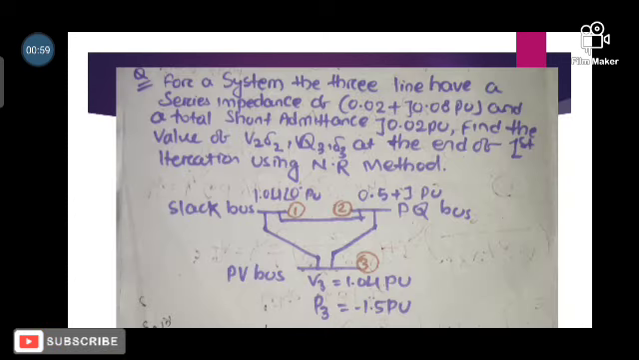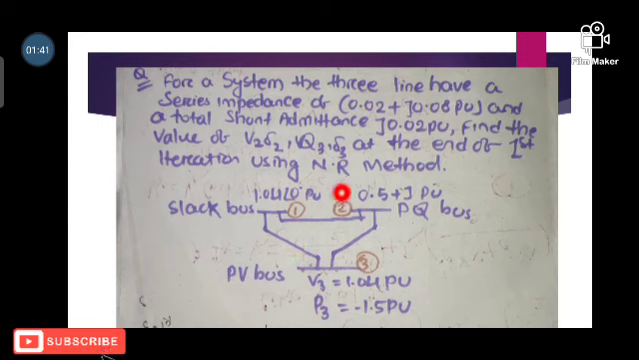So what is this problem asking? Let me read it. For a system, the three lines have a series impedance of 0.02 plus j0.08 per unit and a total shunt admittance of j0.02 per unit. It asks for the value of V2 and del 2, that is, the voltage magnitude and its angle at the first iteration, like that Q3 and del 3, the reactive power and angle of the third bus, at the end of the first iteration using the Newton-Raphson method.